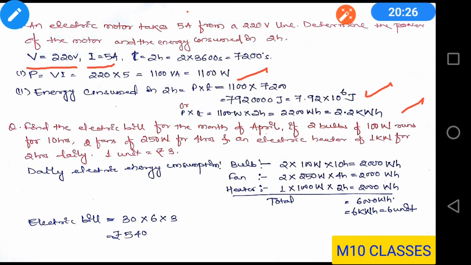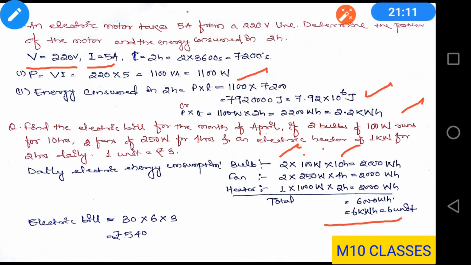First of all, find the energy consumed on a daily basis. So first of all, consider the bulbs. There are two bulbs, each of 100 watt, and they run for 10 hours. By multiplying you will get 2000 watt hour as the daily energy consumption. For the fans, there are two fans, each of 250 watts and run for 4 hours. You'll get 2000 watt hour again. And for the heater, one heater of 1000 watt for 2 hours, so the total energy consumption you are getting is 6000 watt hour or 6 kilowatt hour. As you know, 1 kilowatt hour is nothing but 1 unit, so you are getting 6 units here.